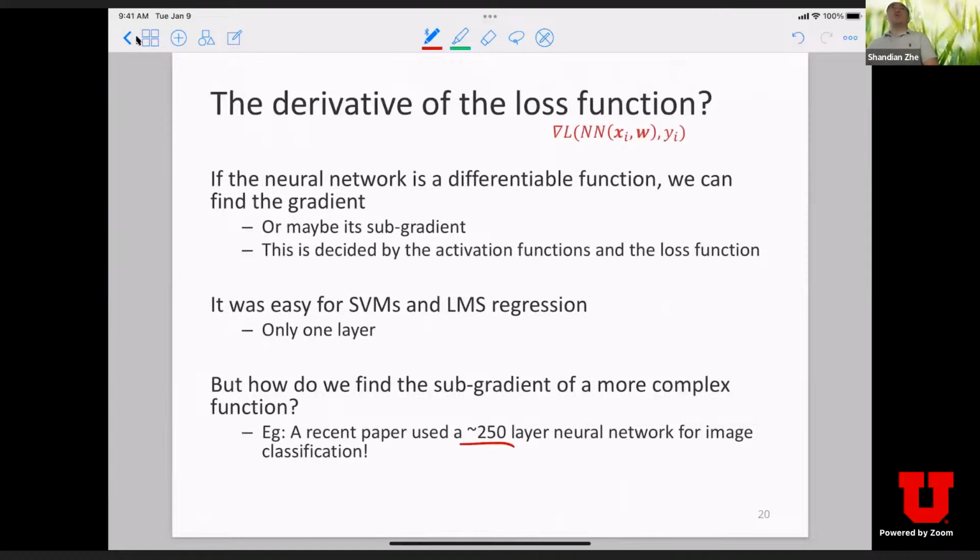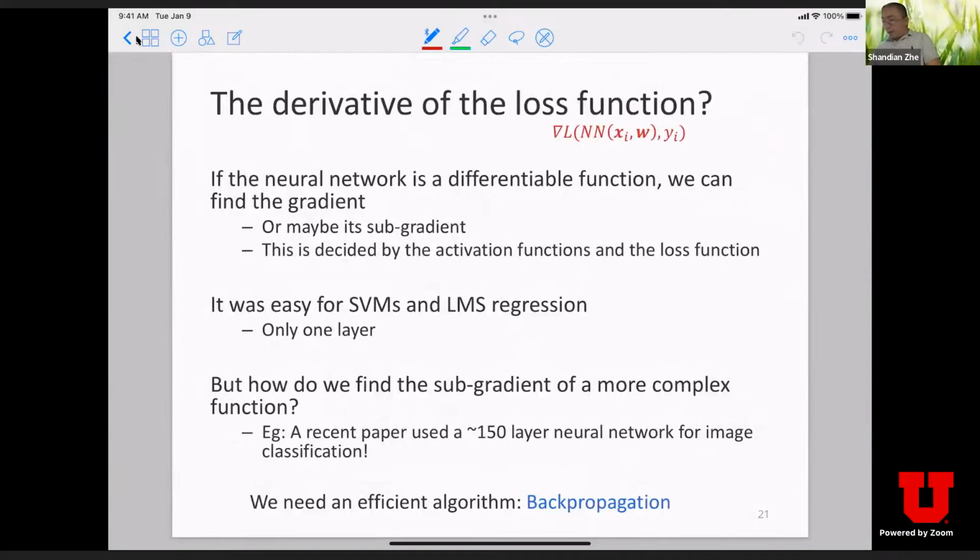So to efficiently apply stochastic gradient descent for neural network training, a key step will be efficiently computing the loss gradient for any training example. That is the core technique, the most popular technique in neural networks, which is called backpropagation.